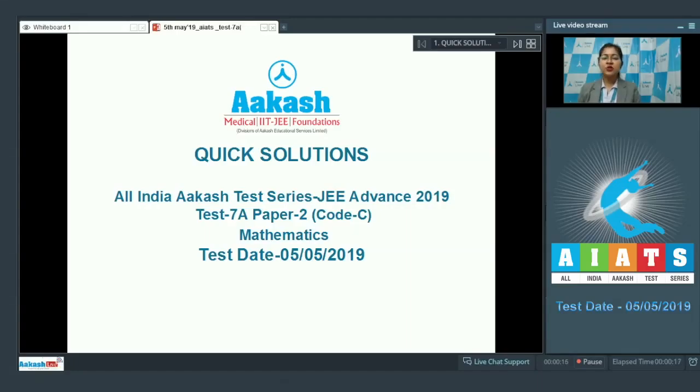Hello students, today we will be discussing the quick solutions of All India Akash Test Series JEE Advanced Test 7A Paper 2 Mathematics, which was held on 5th May 2019.